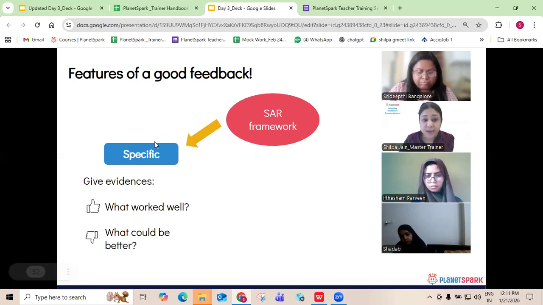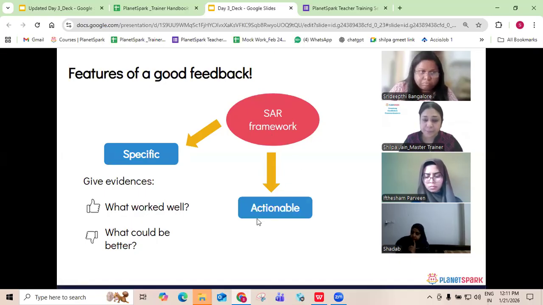How would it be specific? If you give examples and evidence. That is very, very important. We are going to dive deep into it. Don't worry. Then A stands for actionable. What do we mean by actionable?